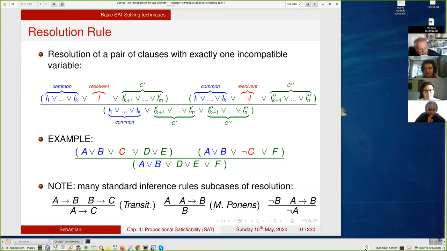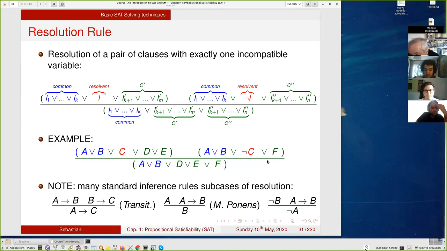Let me make an example. If you have a clause A or B or C or D or E, and another clause A or B or not C or F, then A or B is the common part, C and not C are the resolvent, and D or E and F are the specific parts respectively. Then you can infer A or B or D or E or F. Okay, so far? You may find this property quite easy, but it is very, very important, and it captures a lot of situations.